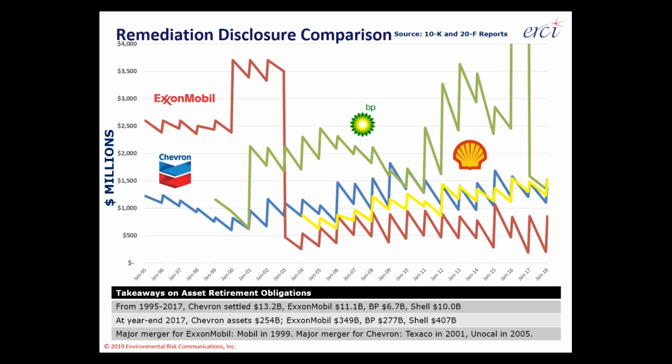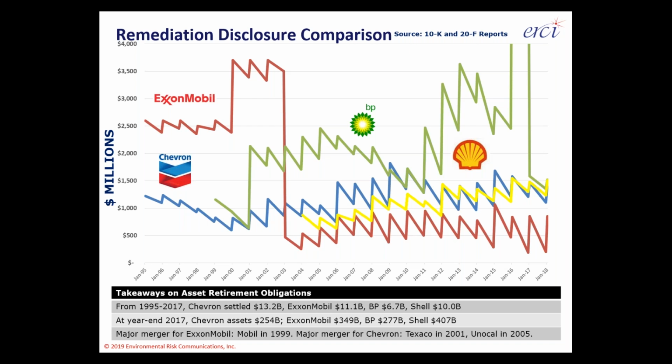You'll see Shell and Chevron sort of moving in a comparable band of roughly $1 billion to $1.5 billion over the last 10 years. And you'll see BP going through the impacts of acquiring or merging in the operations of ARCO and Amoco in the late 90s, and then going through the unfortunate experience with the Deepwater Horizon spill in the Gulf of Mexico in early 2010. Which again, for the most part, seems to be behind BP, the green line you see at the top.